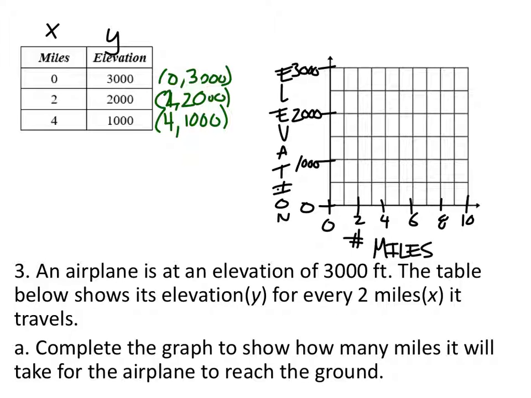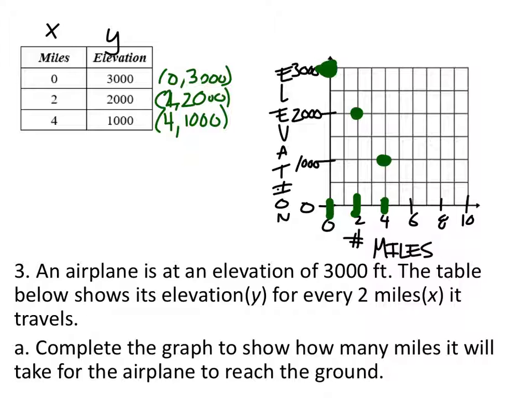So let's put these points on the graph. Just the 3 that we have. At 0 miles, it's at 3,000 feet, so that's this point right here. At 2 miles, we're at 2,000 feet here. And at 4 miles, we have 1,000 feet of elevation right there. So looking at this, we should be able to figure out how many miles it will take for the airplane to reach the ground, not only from the table, but from the graph as well.